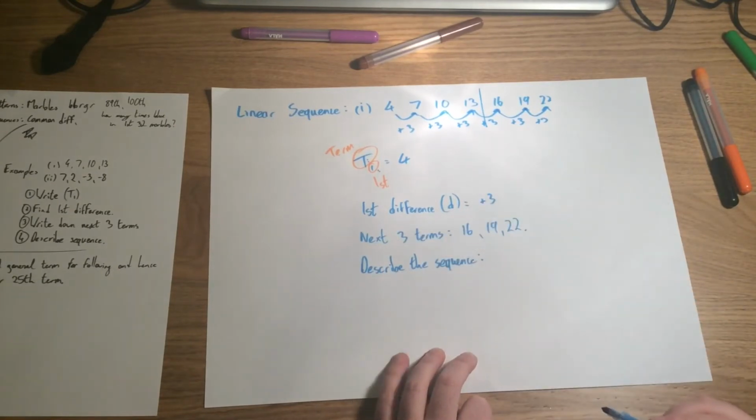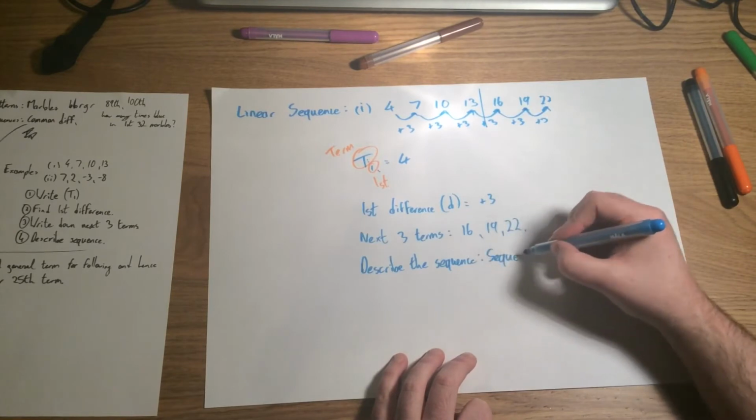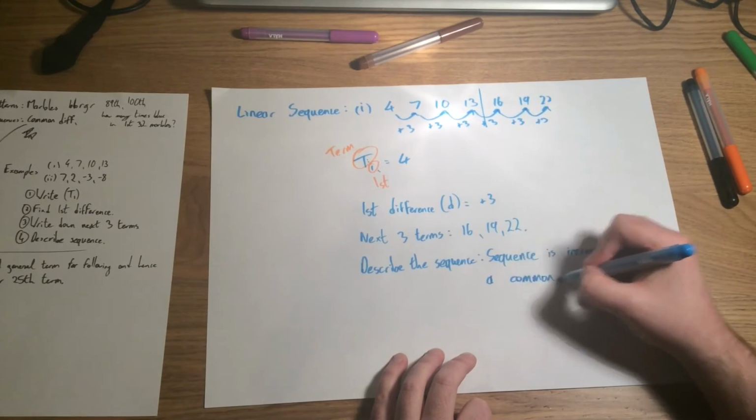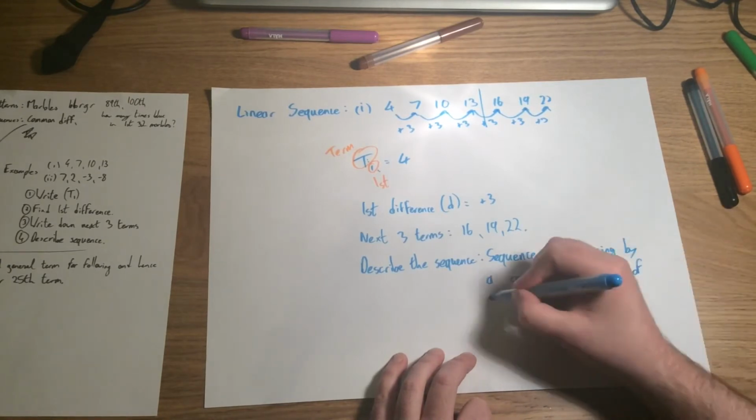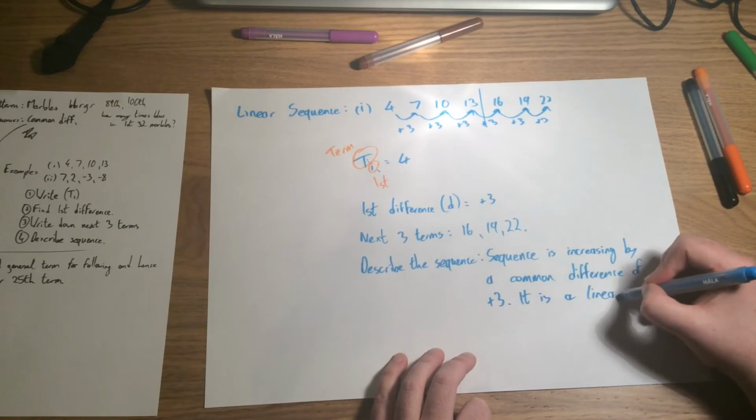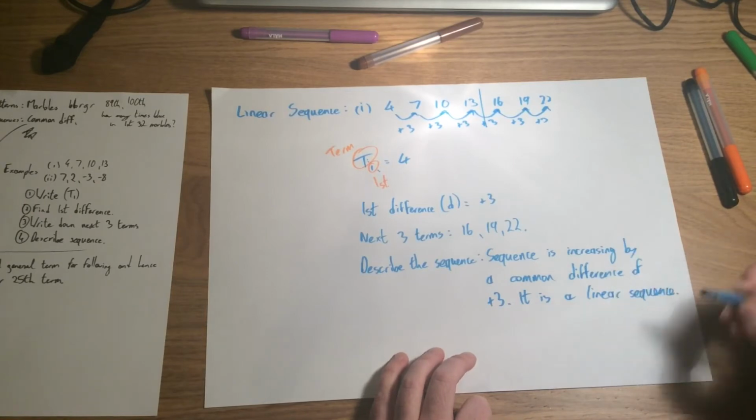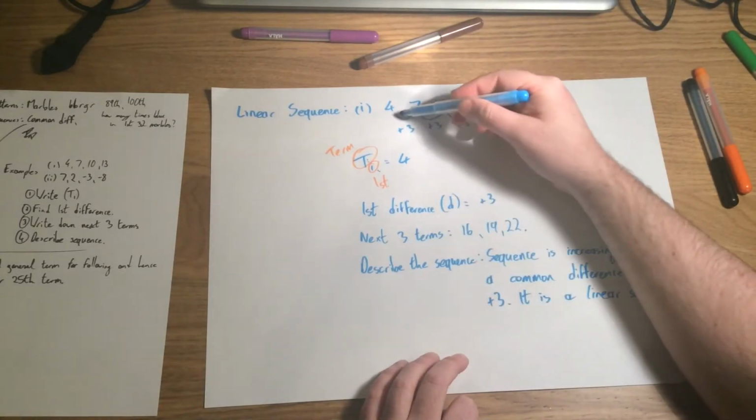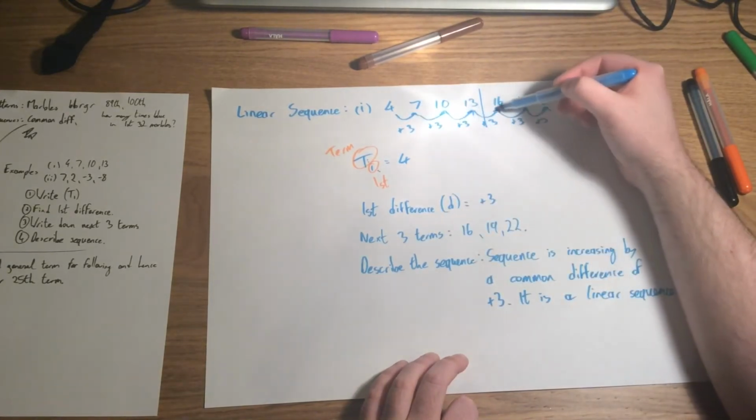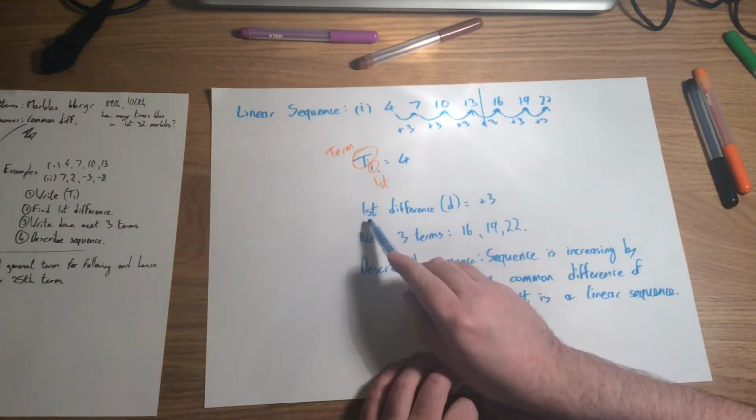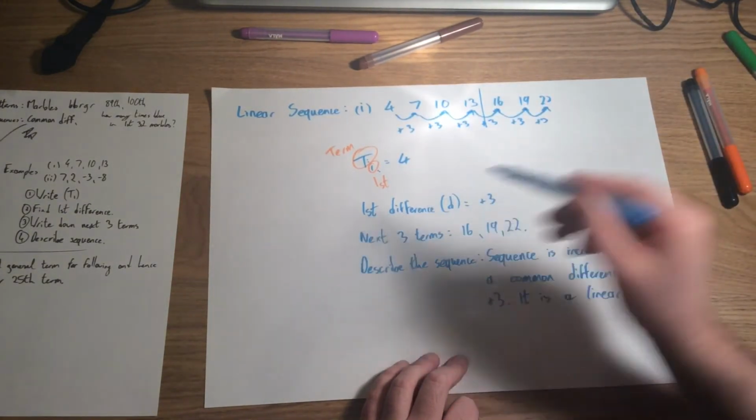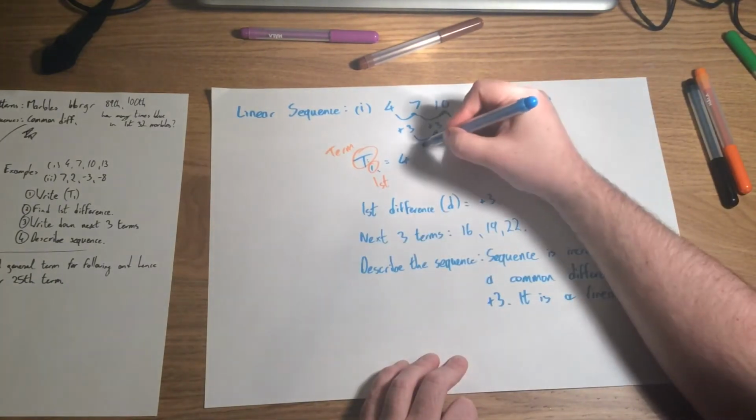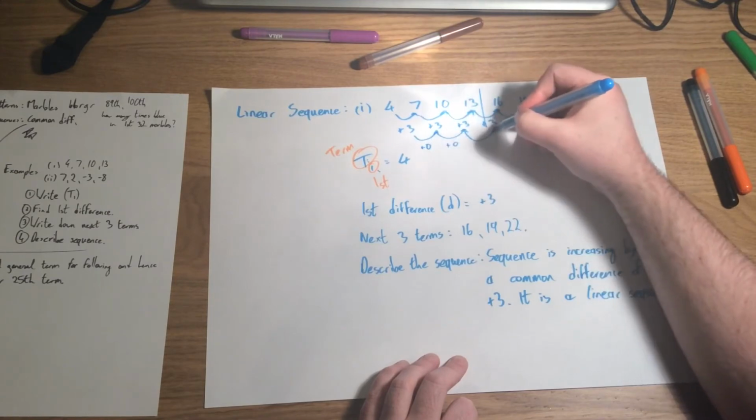Okay, describe the sequence. So the sequence is increasing by a common difference of plus 3. It is a linear sequence. And that is literally the definition of a linear sequence. It is one that increases or decreases by the same amount every time. And just a quick note, guys, this part of the question said first difference. You can actually have a second difference, but if we look at the second difference of this, so the difference of the difference, there's no difference. Plus 0, plus 0, plus 0.